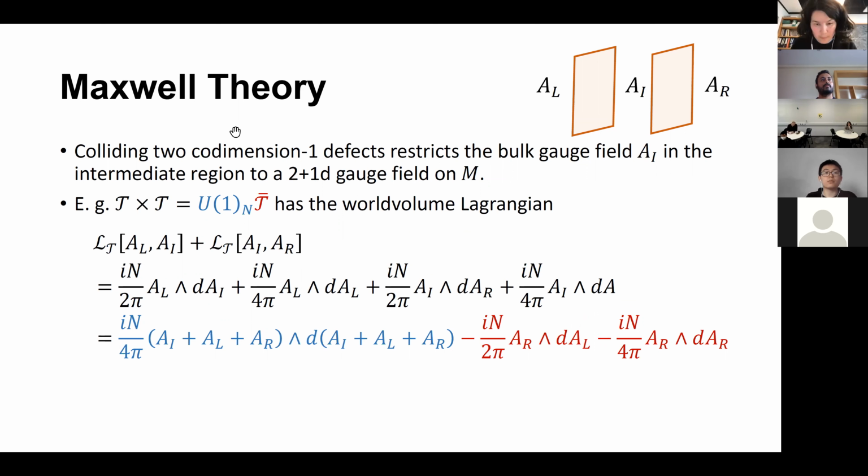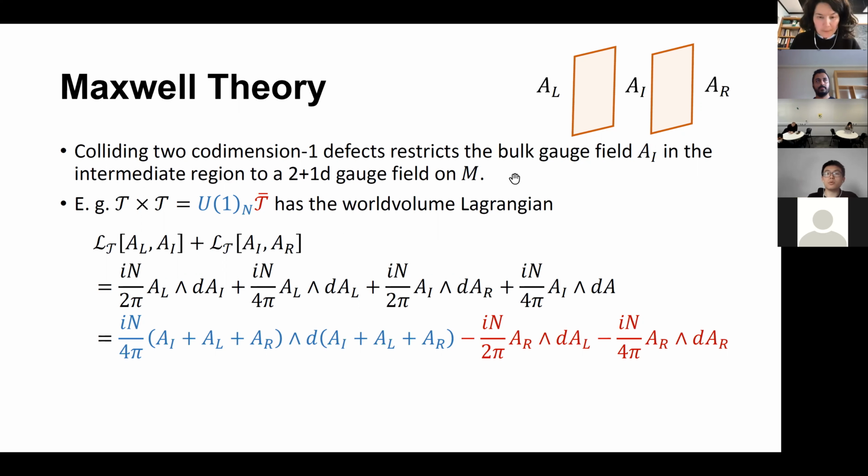So the way this works is as follows. Let's consider two defects. They will separate the space-time into 3 regions: the left region, the intermediate region, and the right region. Each of them has its own gauge fields: A left, AI, and AR. When we fuse 2 defects, we collide them, so we just shrink the intermediate region and make it disappear.